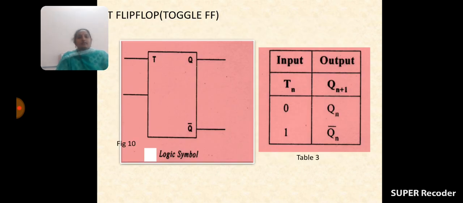So see, this is the logic symbol of the T flip-flop. It is also called toggle. Why? Because the output is changed, that is the complement of the input. If I apply T input equal to 1, output is 0. If I apply T equal to 0, the output is 1. See, here it is 0, we are getting Qn equal to 1. If T is equal to 1, what are we getting? The complement, equal to 0.